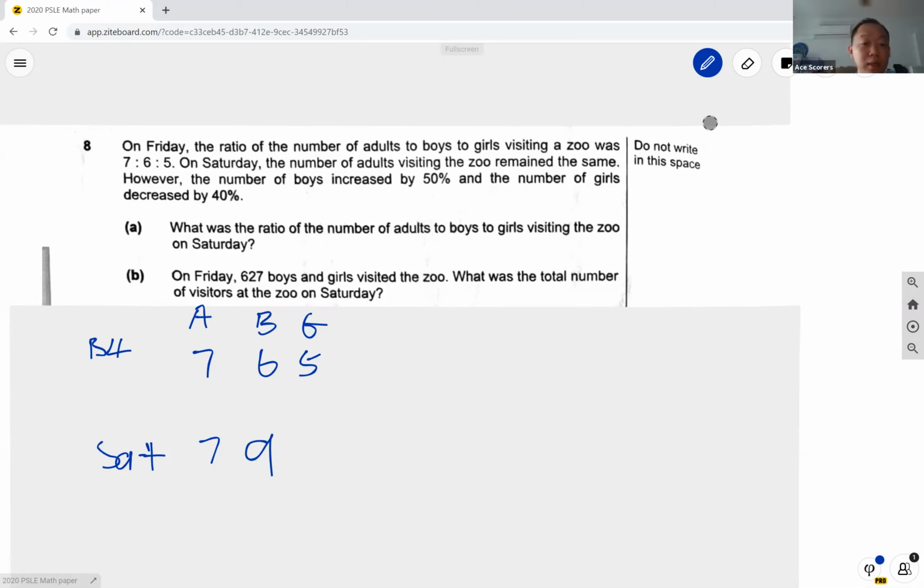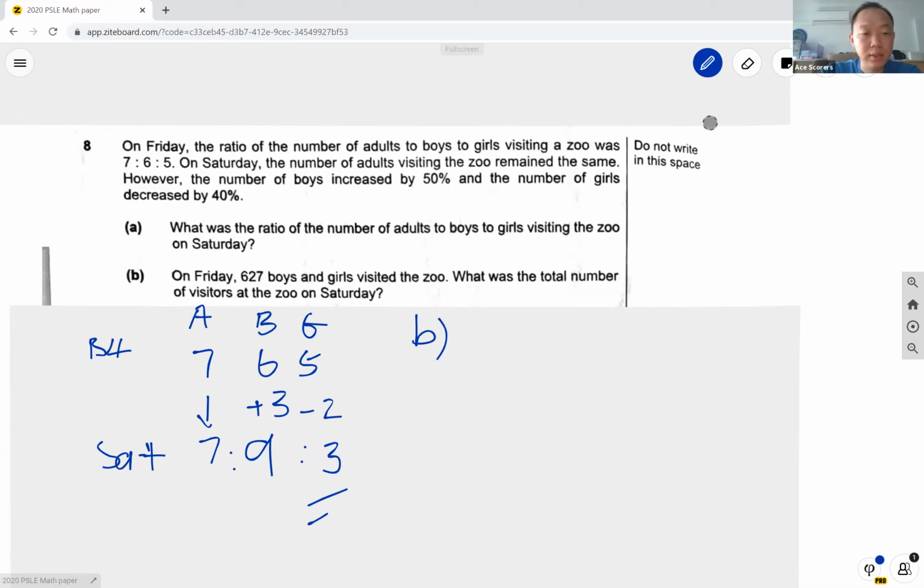So here's the tricky part, right? How to remove 40%? I need to remove 40% of 5. So I take 0.6 times 5, 3. Okay, so basically take away 2, so left 3. And here is just plus 3. So there's addition of 50%. Okay, this remains the same. 3. Alright, so what was the ratio of adults to boys visiting the zoo on Saturday? So there you go. See, we have the answer for part A. This answer part A. Then how about part B?